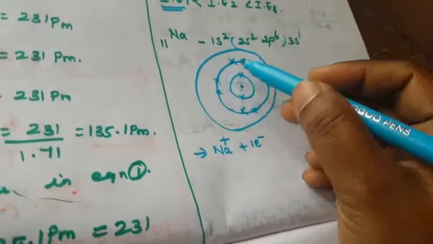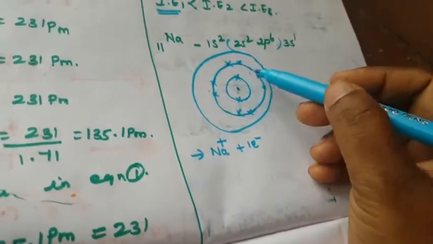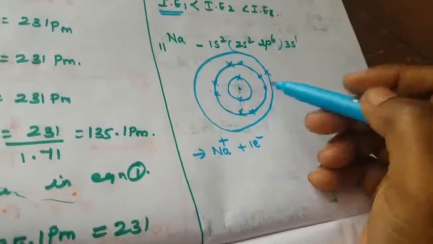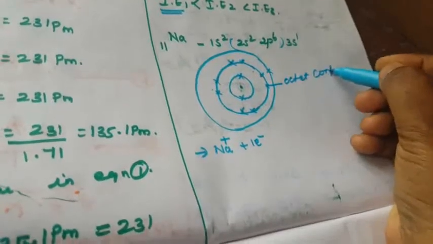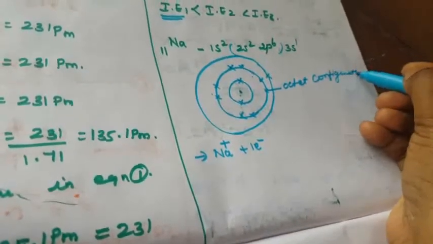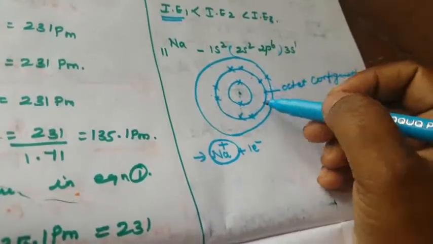That is 2 electrons. This is 6 electrons. That is, 8 electrons are present in the inner shell. What is 8 electrons? It is an octet configuration. So that is the octet configuration. The next one is a positive, electropositive ion. There is more attraction, so it is more stable.